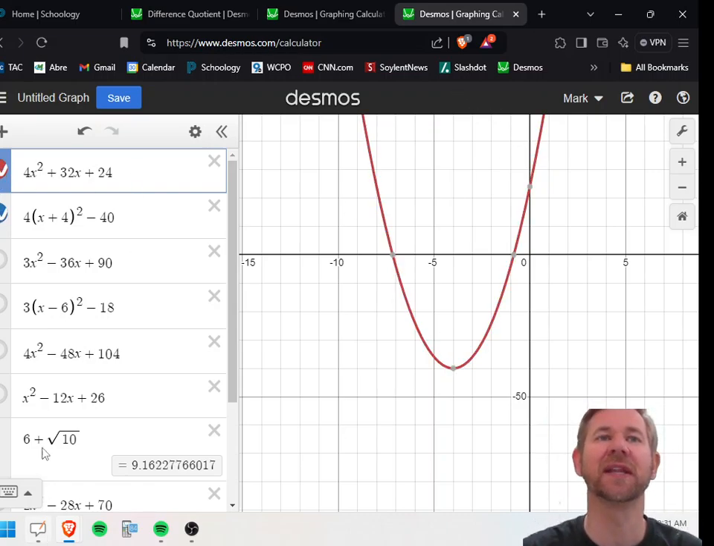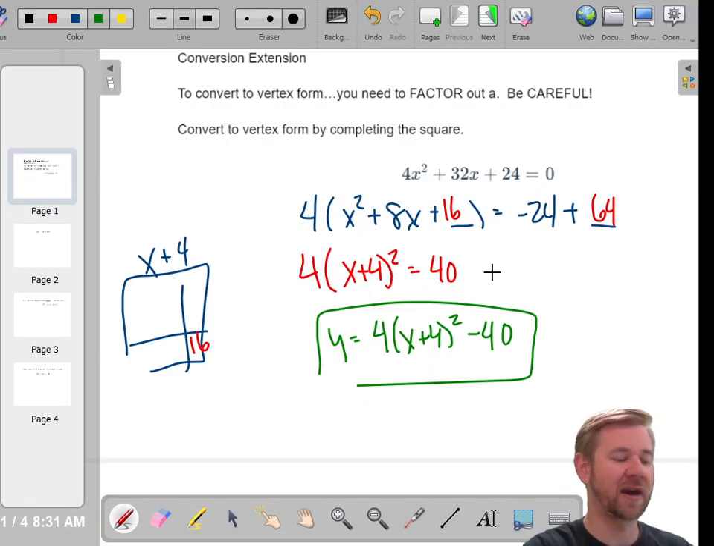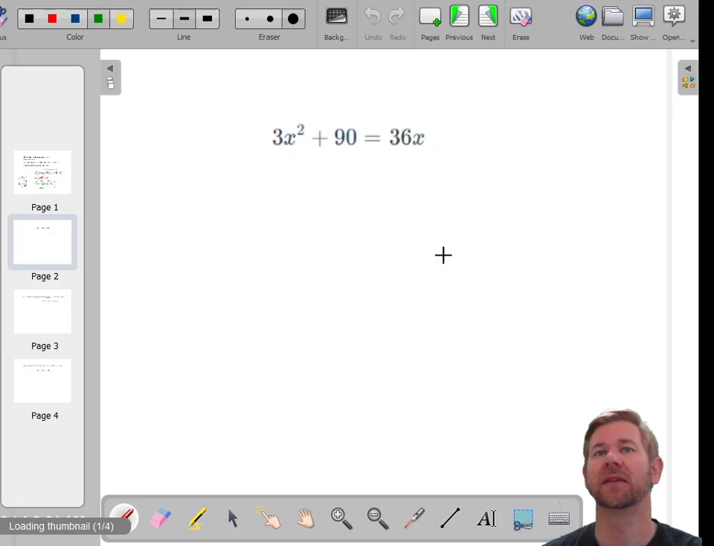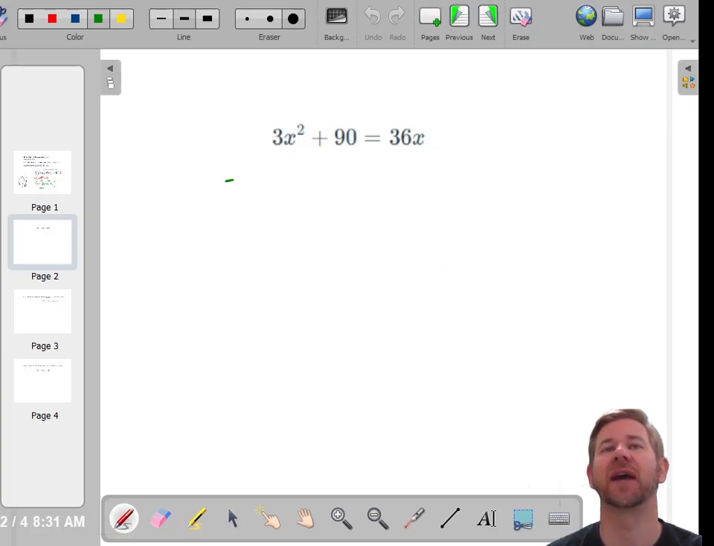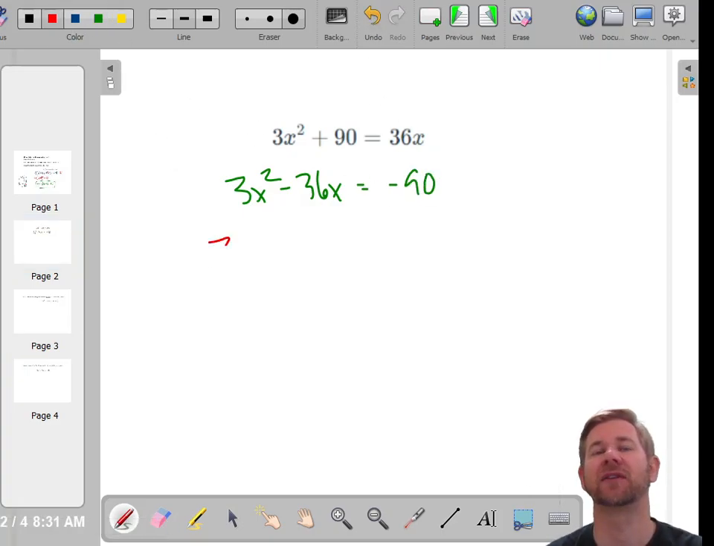But it's important that you realize when you're doing this complete the square, it's not really 16 here because you have that a value. Let's do one more like that. Get your x's on one side, so minus 36x, well, it doesn't really matter, and I'll say equals -90. And now I'm going to factor out the 3. x squared minus 12x plus something is -90 plus something.